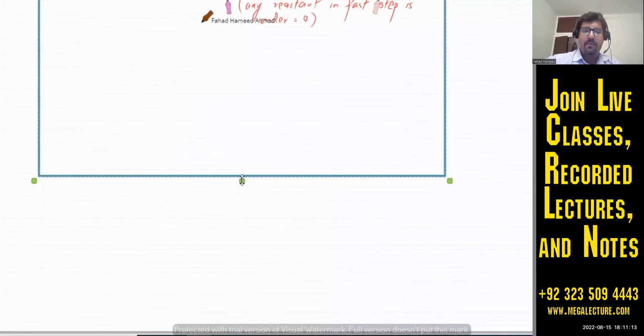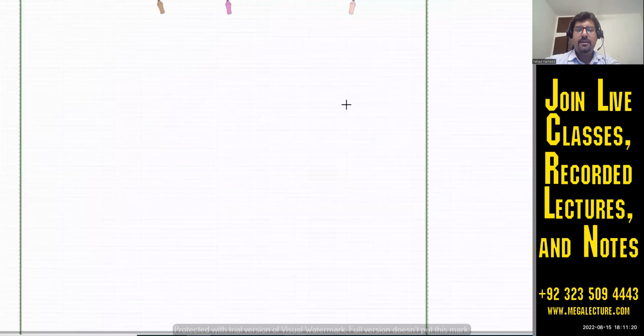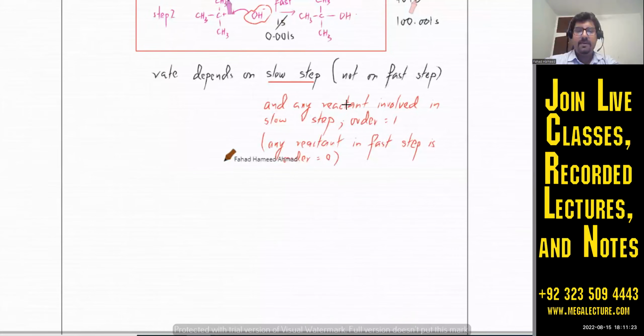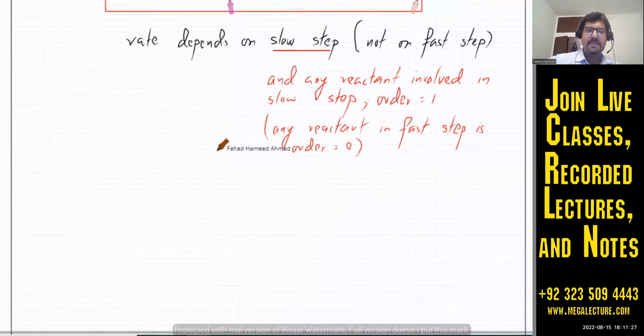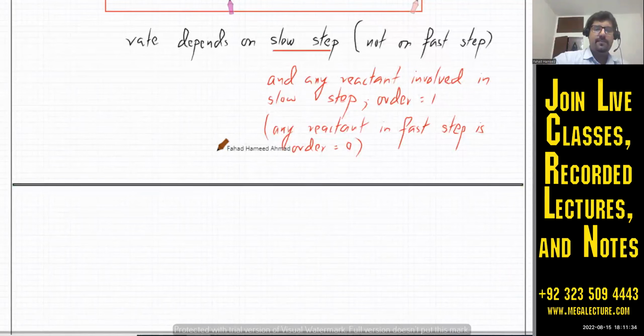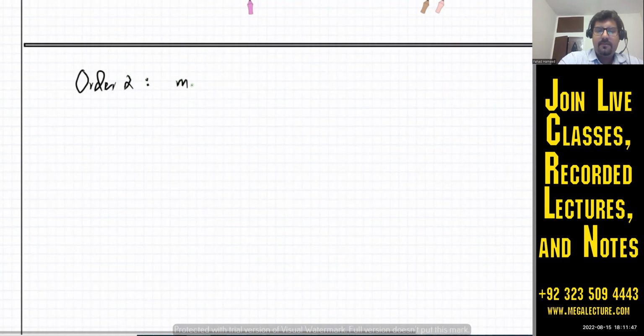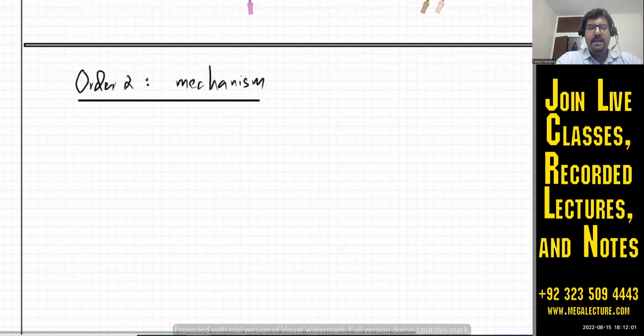Anyway, I'll move to order 2. How do we figure out order 2? I'm going to use the same example that we were doing, because I was just randomly making up the mechanism myself, so I'll just make up another mechanism. How do we know something is order 2? From the mechanism of the reaction. But remember the rule: anything in the slow step, the coefficient becomes the power.